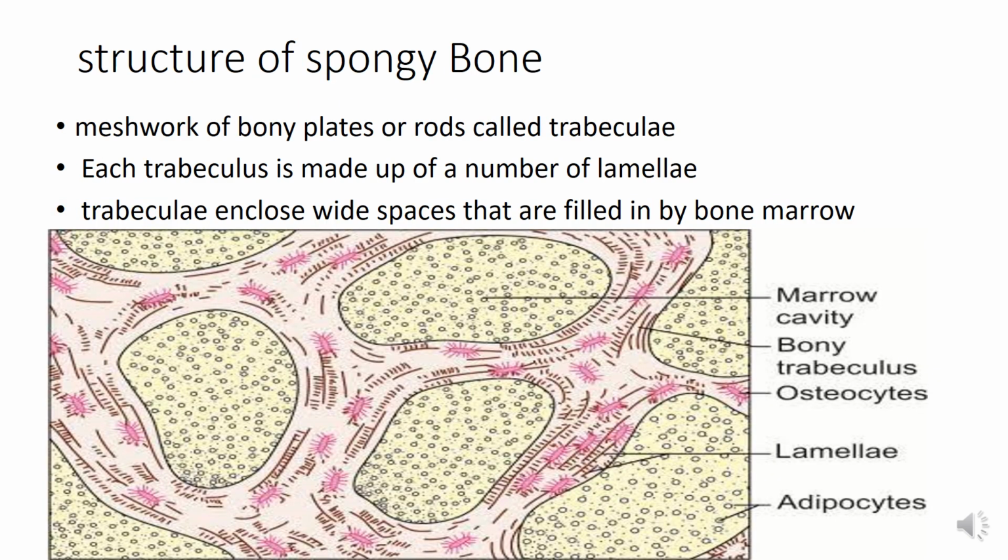Coming to the structure of spongy bone. Spongy bone is present on either ends of the bone, right? And it contains a meshwork of bony plates or rods called trabeculae. Each trabecula is made up of a number of lamellae. You can see lamellae here, and these lamellae contribute to the formation of trabeculae. And you also know that there are spaces in between these trabeculae. So trabeculae enclose wide spaces that are filled by bone marrow. If you remember, bone marrow is found within the shaft and within the spongy bone, right? So these trabeculae are enclosing the spaces that are filled by bone marrow.